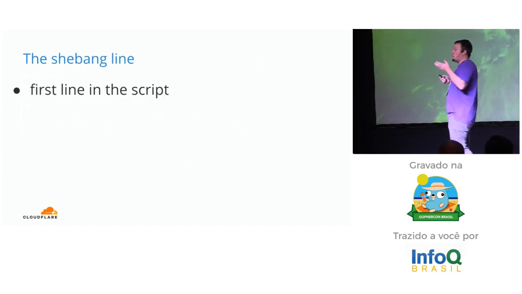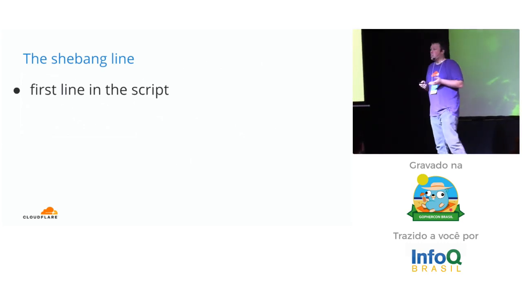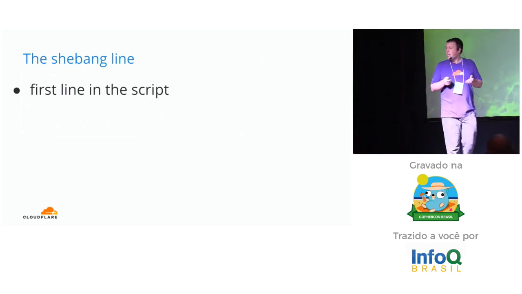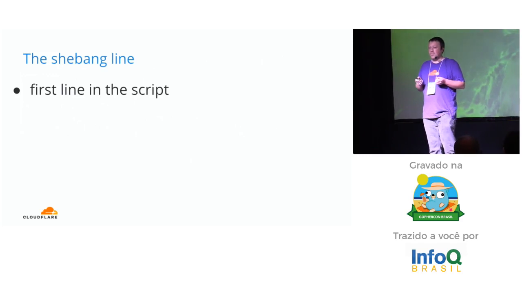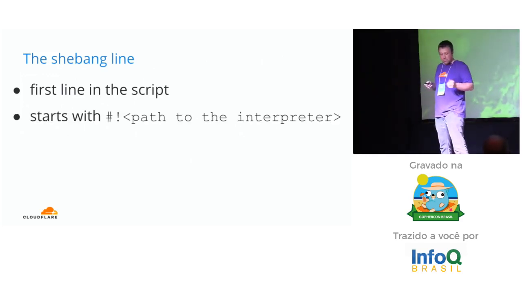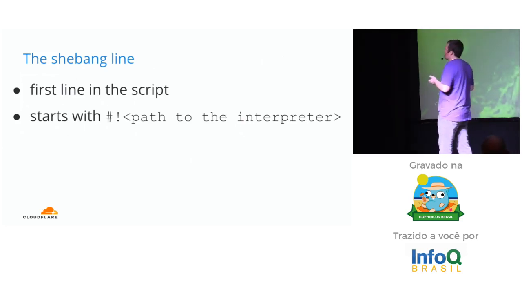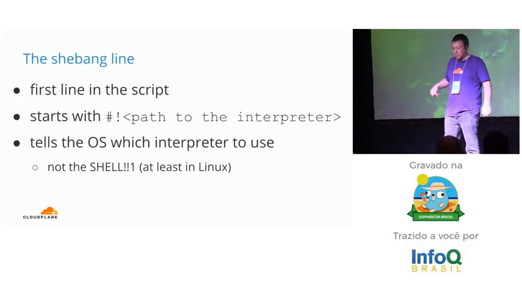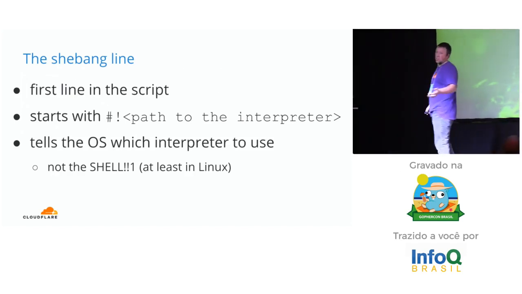And how do you make scripts executable? The typical way of doing this on a Unix-based system is you add a so-called shebang line. Does anyone not know what a shebang line is? It's the first line in any script. It usually starts with a hash and an exclamation mark, and it provides the path to the interpreter which should be used to interpret that script. What it essentially does is tell the operating system which interpreter to use for that particular script.